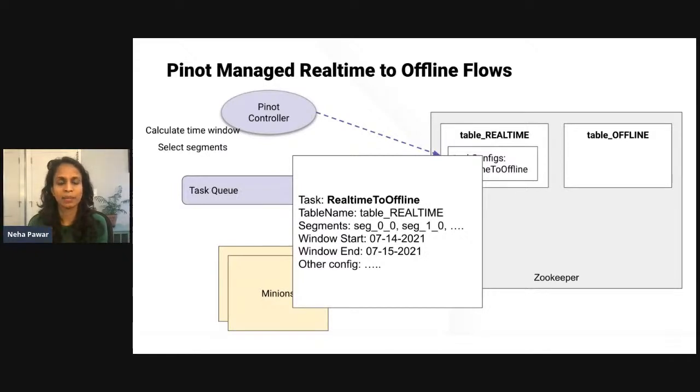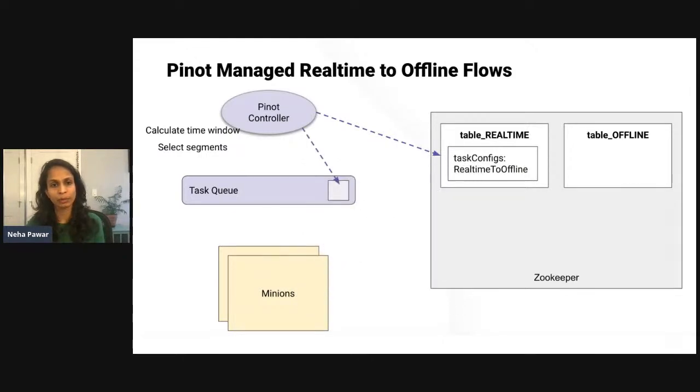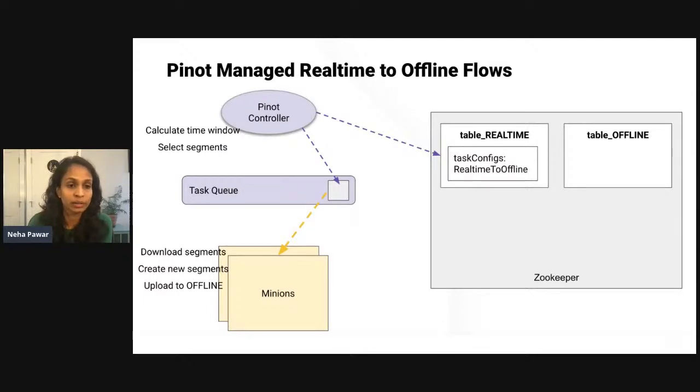So the task name is RealtimeToOffline, the table name, the segments that were selected, the window start and window end. This task spec will be put into the task queue, and a minion that is free is going to pick up this task. Then the minion would download the segments, do the processing, create the new segments, and upload the segments to the offline table.